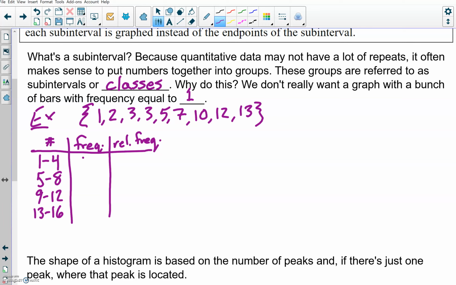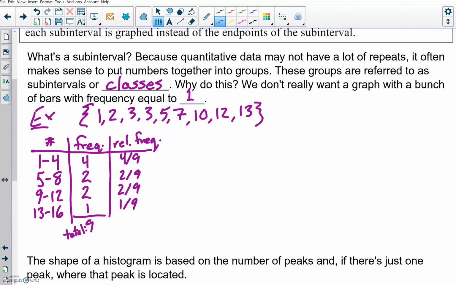So the frequencies here, there are 4 numbers that are 1 through 4. There are 2 numbers 5 through 8. There are 2 numbers 9 through 12, and there's 1 number 13 through 16, and that would give us a total of 9. The relative frequency then is going to be 4 ninths, 2 ninths, 2 ninths, and 1 ninth.